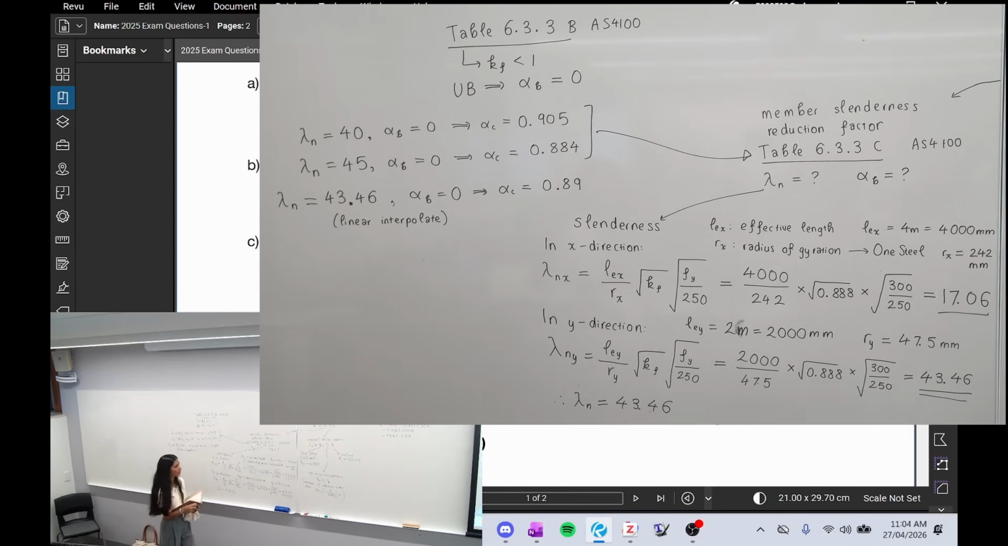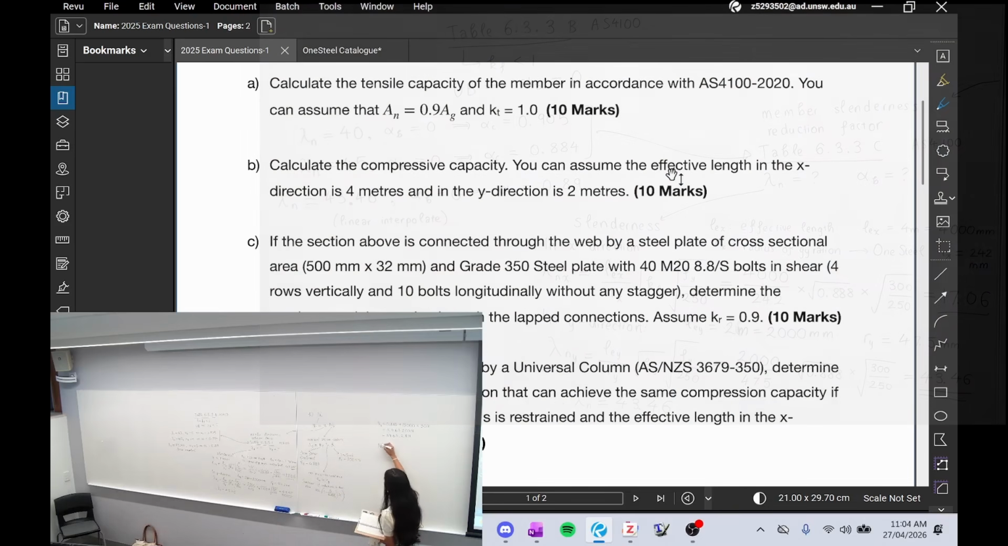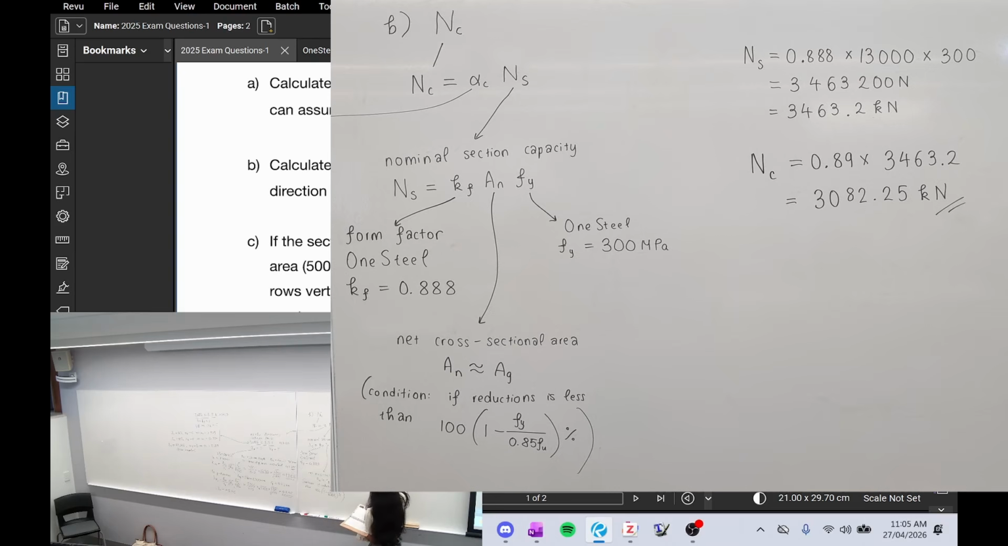Okay. Now we have everything we need to find the actual section capacity. So that was alpha c, which we found was 0.89, times the nominal section capacity, which we found up here. And that should give you 3,082.25 kilonewtons. And that's your answer for part B.